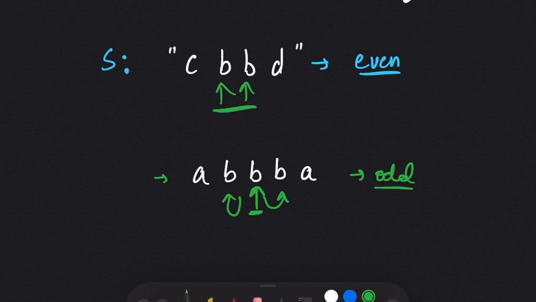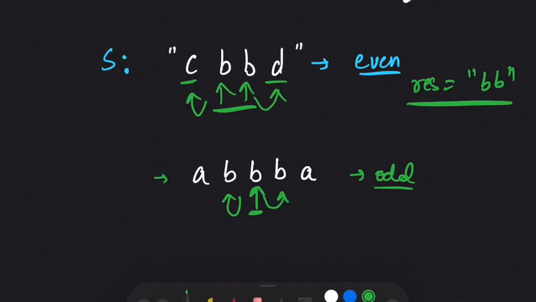Now we have these two characters, we expand to the right, we expand to the left. We compare these two characters which are not equal. So in this case, the result will be BB, right? Now let's check the odd string.